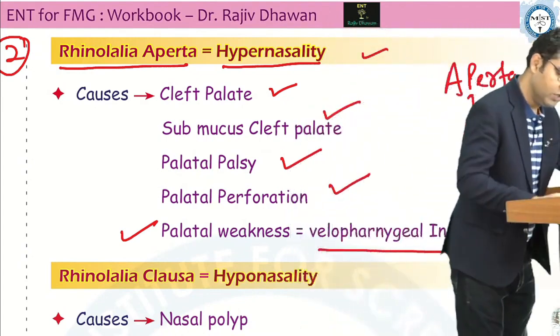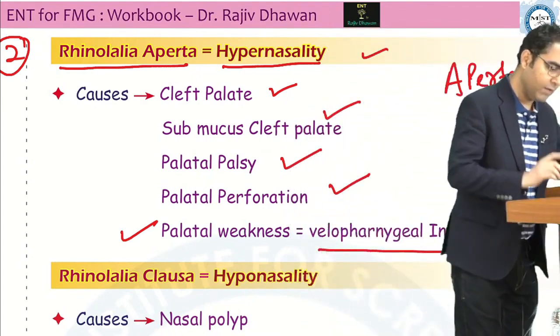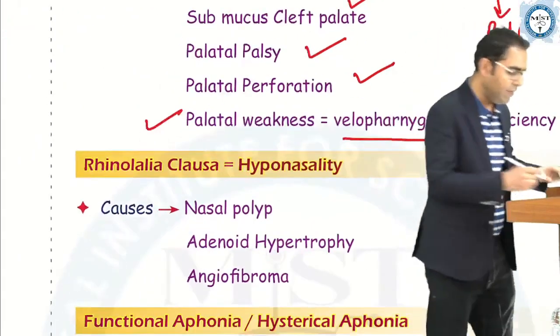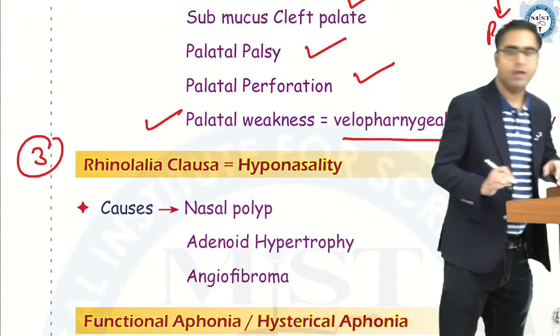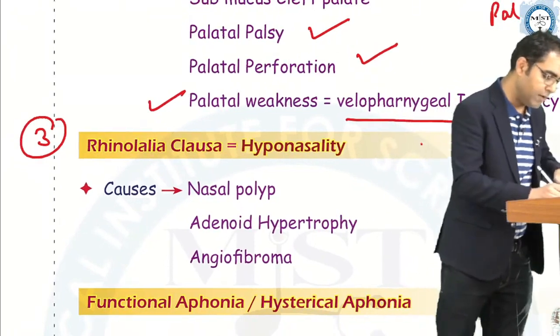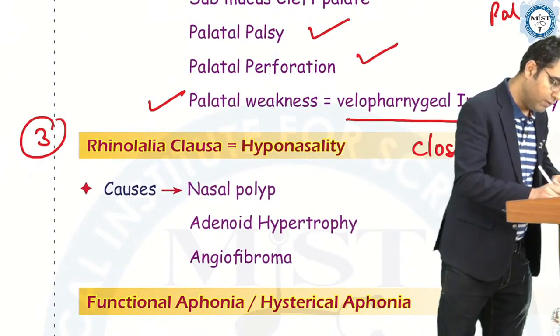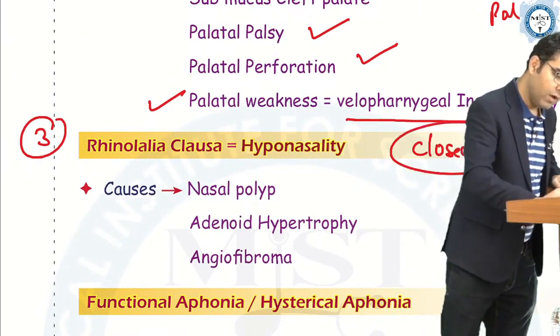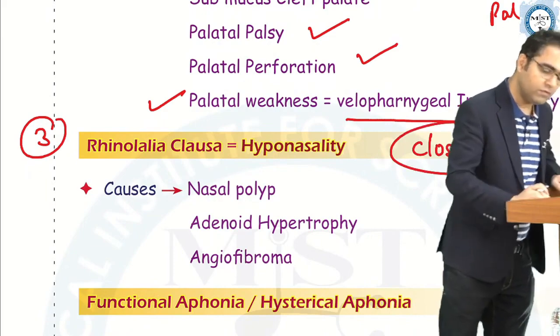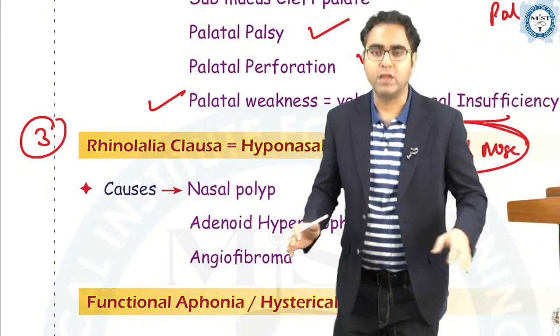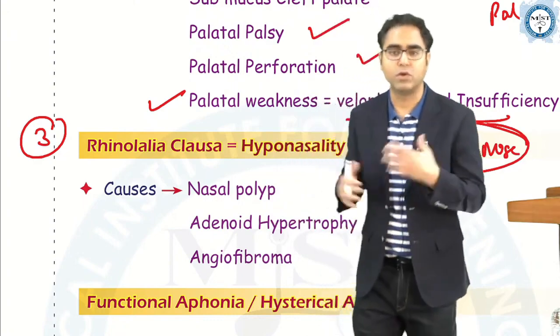Okay, fine. Chalo, beta. Can we go further? Now, the third one is rhinolalia clausa. Clausa means close. Close nose, beta. Clausa, close nose. Nose is closed, beta. Nose is blocked, beta. Clausa means nose is closed.